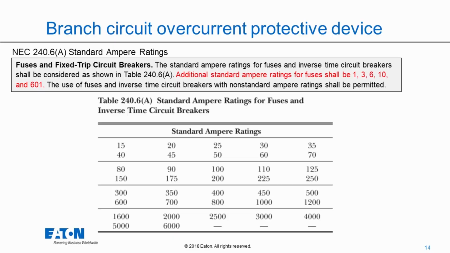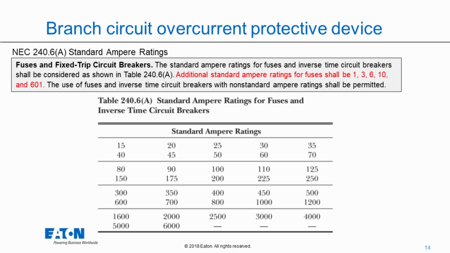So when we look at branch overcurrent protective devices by NEC standards, there are certain sizes that they consider the standard amp ratings for fuses and for circuit breakers. So if you look at fuses and fixed trip circuit breakers, the standard trip ratings for fuses and those breakers shall be considered as shown in the table below. So if we look at table 240.6, there's a bunch of standard ratings in there from 15 amps all the way up to 6,000 amps.